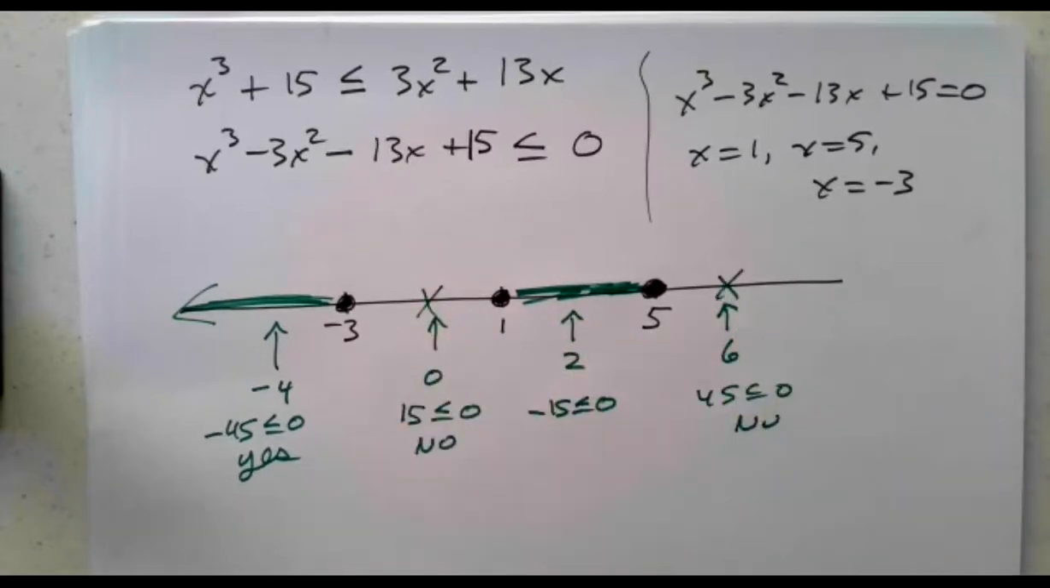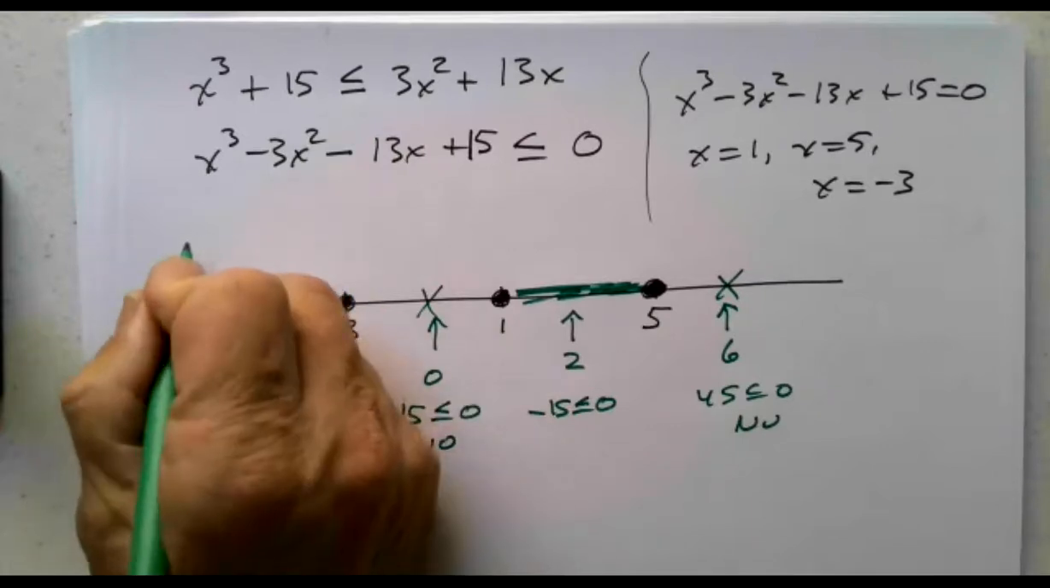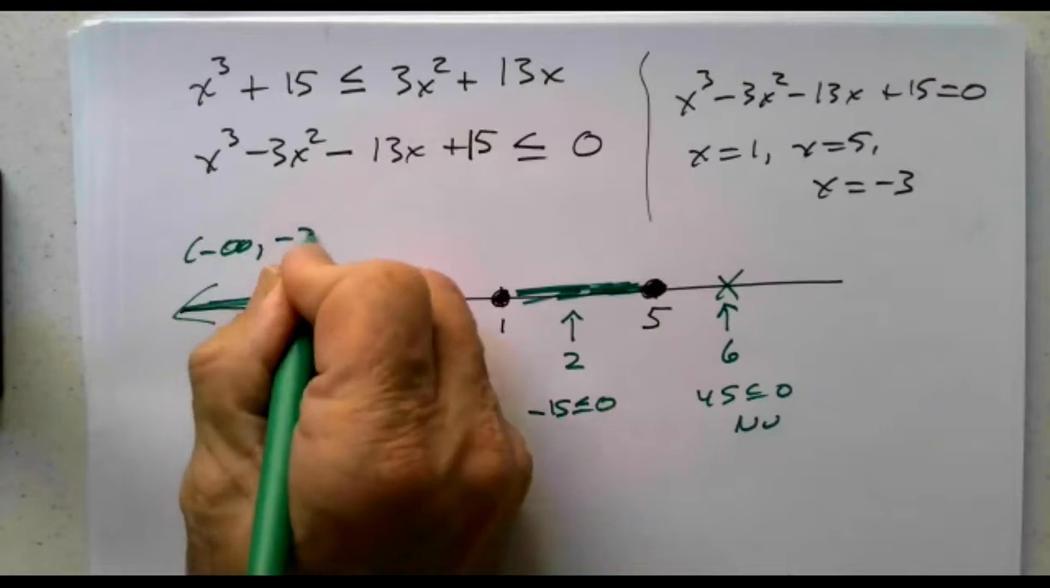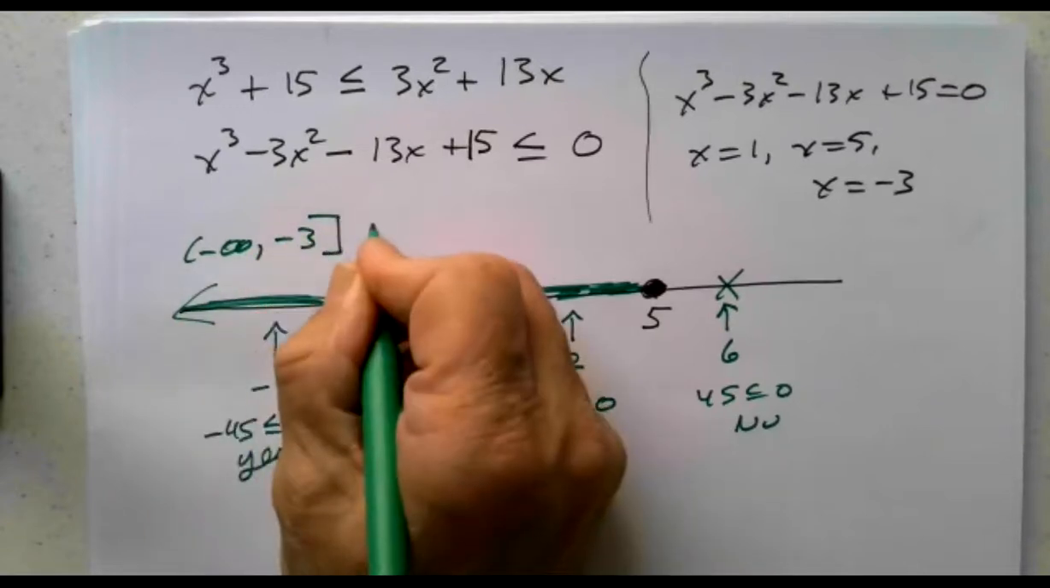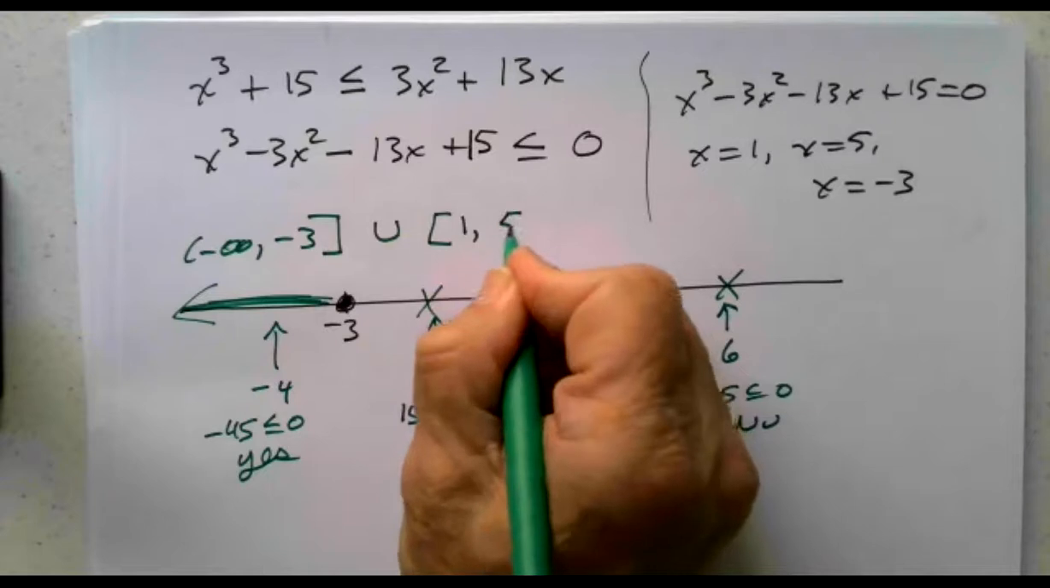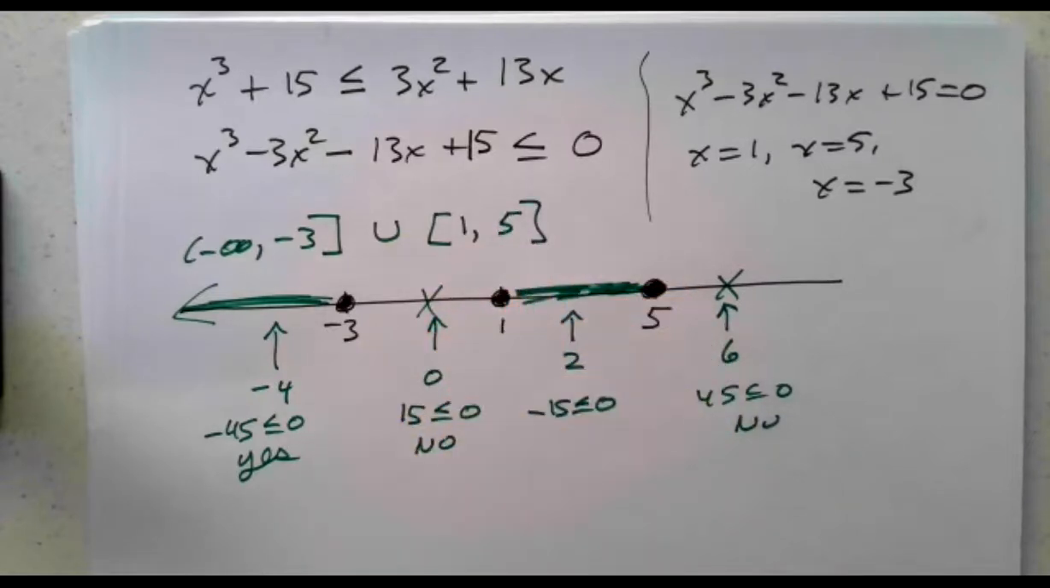So if I put the intervals together, the result will be -infinity to -3 square bracket, union square bracket 1, 2, 5 square bracket.